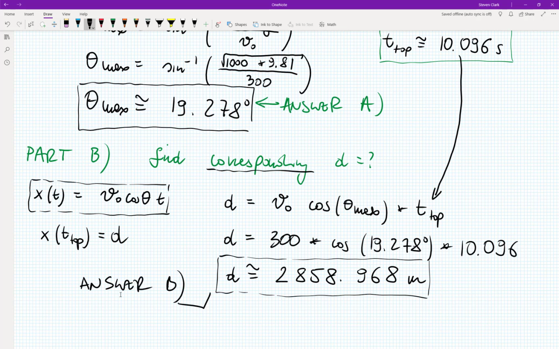Okay, guys. It seems like it's the end, unless you have questions. Yes, Sean. In this case, yes, because that parabola is symmetric. So y0, in other words, will be obtained for 2 t top. Exactly.